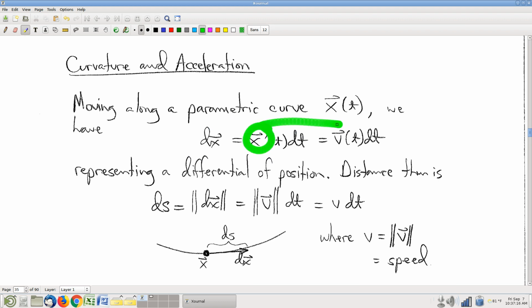Don't forget x prime is v. So displacement is velocity times time. There's that old concept. Now the distance you've traveled, keep in mind we want to distinguish between the scalar concept of distance versus the vector concept of displacement. Displacement includes a direction. Distance is just pull out the yardstick. How far is that? But that distance is just the magnitude of the displacement. It's the length of that displacement vector.